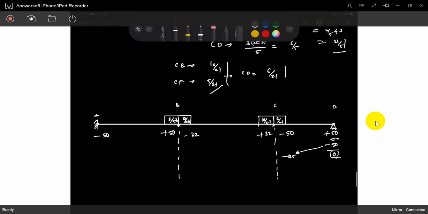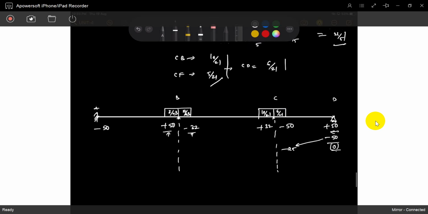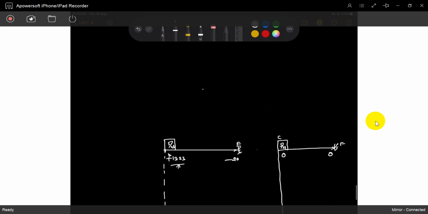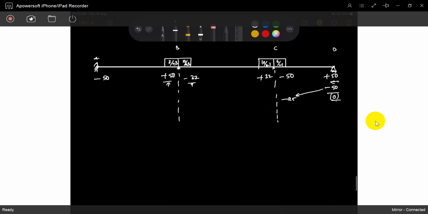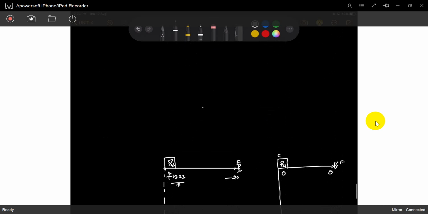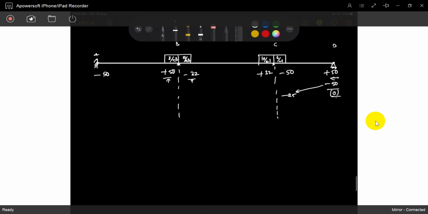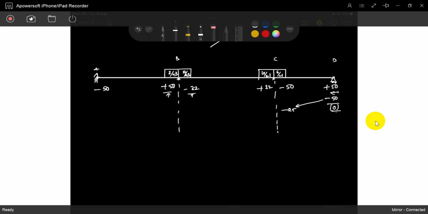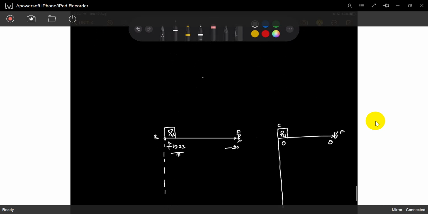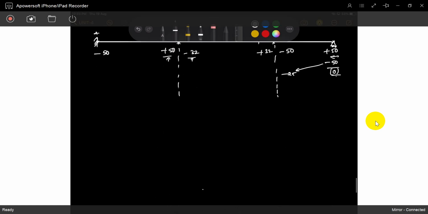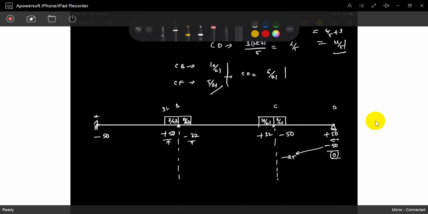Next, we will go to B first. So what is the value? It's a 50, it's minus 32, and also C, it's a plus 13.33. Not only consider BA and BC, we have to consider BE also, because it joins 3 members. So what is the total amount? 50 minus 32 plus 13.33. So the total amount is 31.33. Joint B, so plus 31.33 is the unbalanced moment.